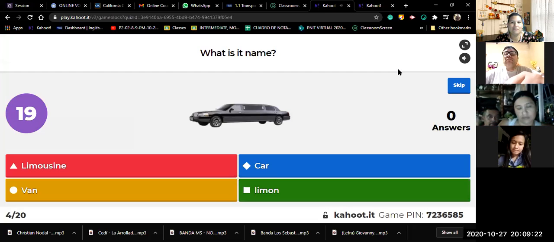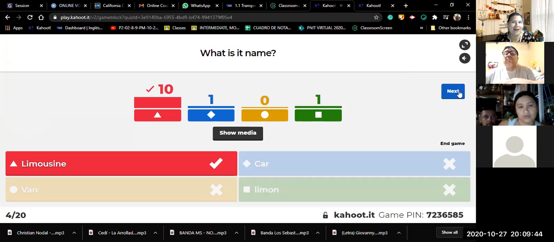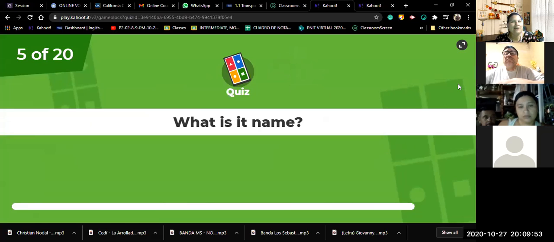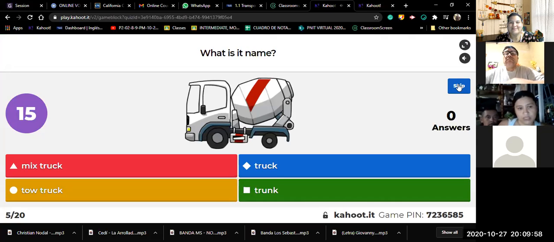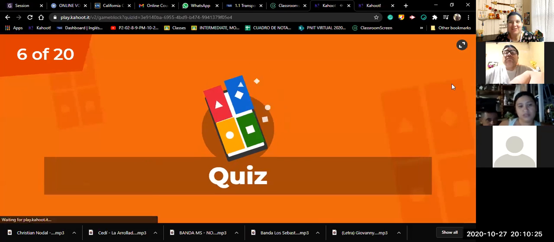What is its name? Easy. Limousine. Very good, limousine. Good job. Excellent, limousine. Good job, guys. Let's go with our next one. Rocio's going up, good job. What is its name? Let's see. Mixed truck. Very good, Jose. Very good, it's a mixed truck. Good job, they mix cement. Good. Let's go up, continue.